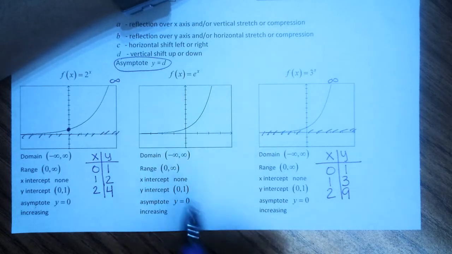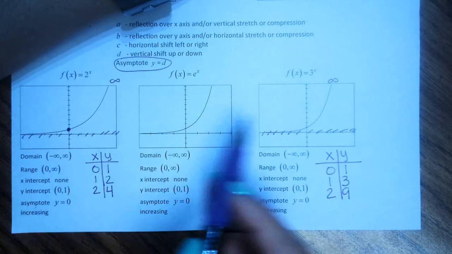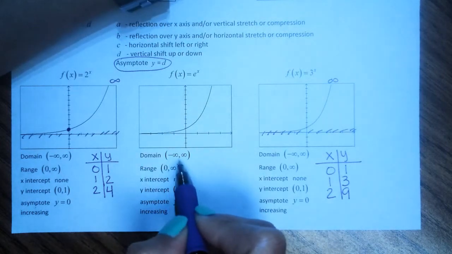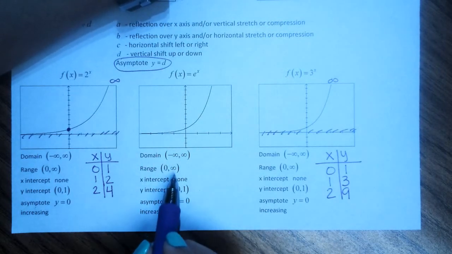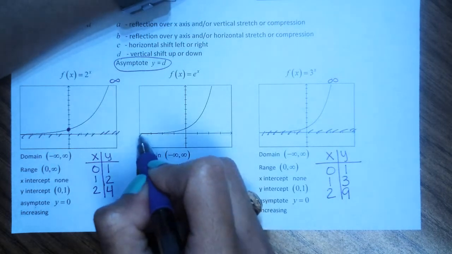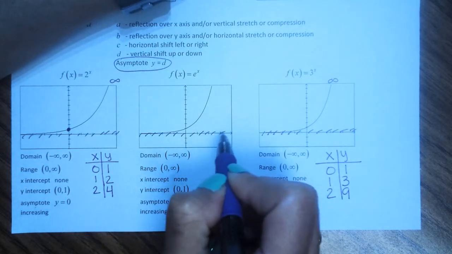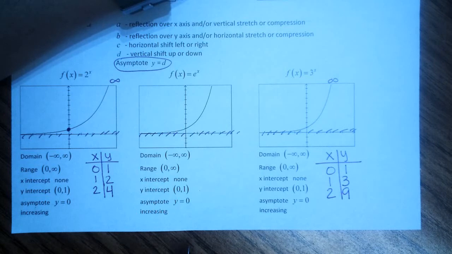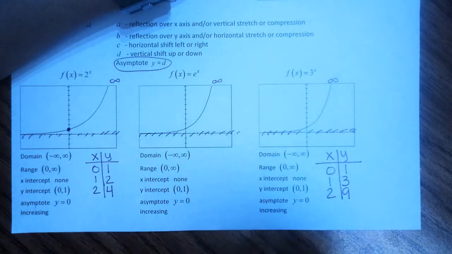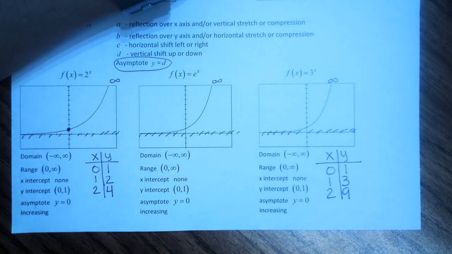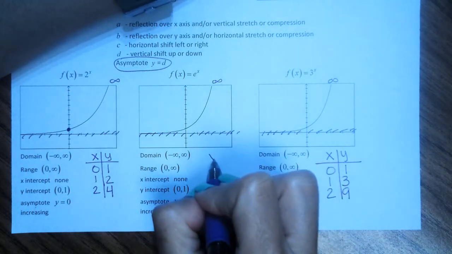Finally, let's do the e to the x. Very similar. It's still an exponential graph. Domain is all real numbers. The range is 0 to infinity because the asymptote is still y equals 0. It's still increasing because it's going towards positive infinity. And now here's what you need to know about the table.